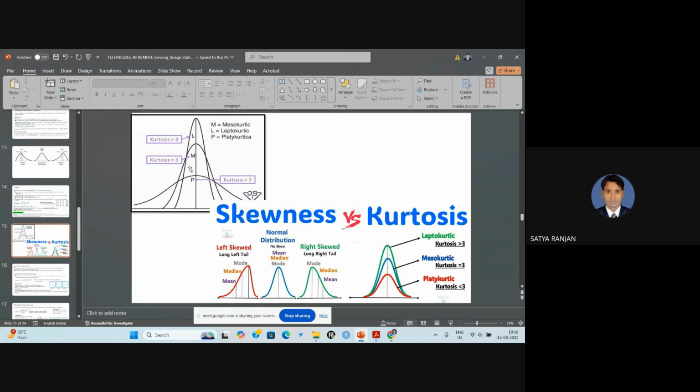So this is skewness versus kurtosis. This is the mean, median, mode, and left skewed, right skewed, and normal distributions. And these are the three types of kurtosis.